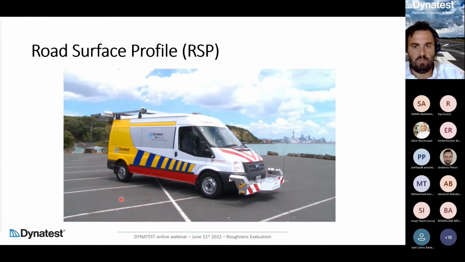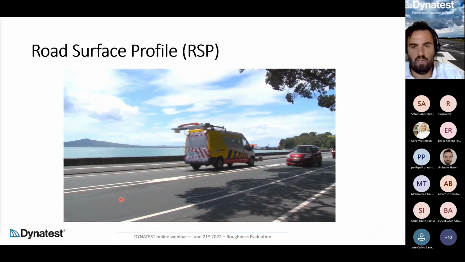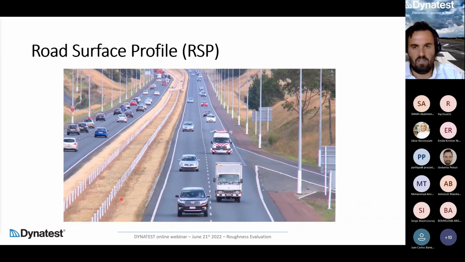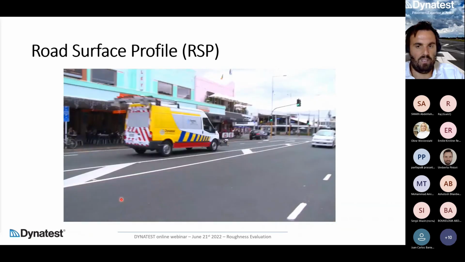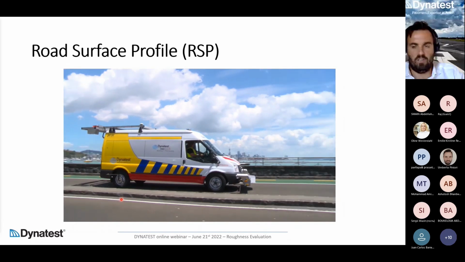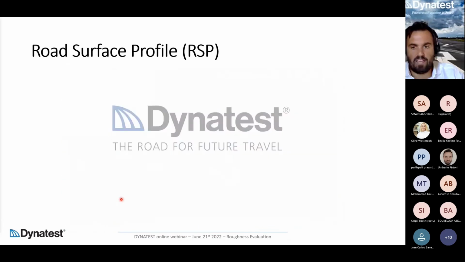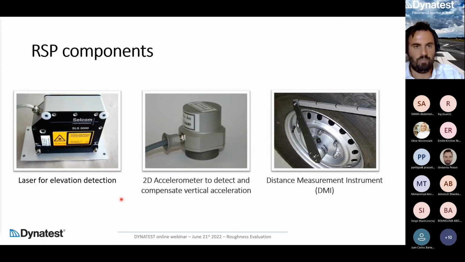Here we have a video that demonstrates that the RSP can work in the city area or on the highway. The RSP speed operation is from 0 up to 120 kilometers per hour. Dynatest developed a system called stop and go, so the profile can be collected also at 0 kilometers per hour in the city. If you stop for a red traffic light, the profile is perfectly generated anyway. So the operational range is 0 to 120 kilometers per hour.